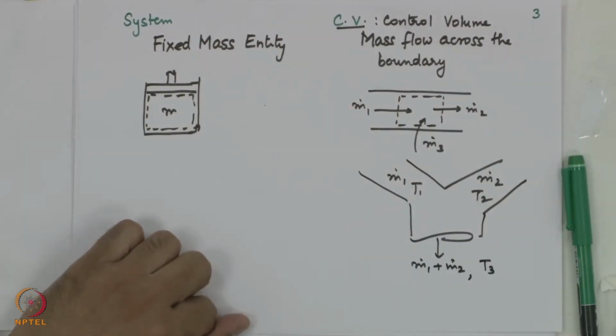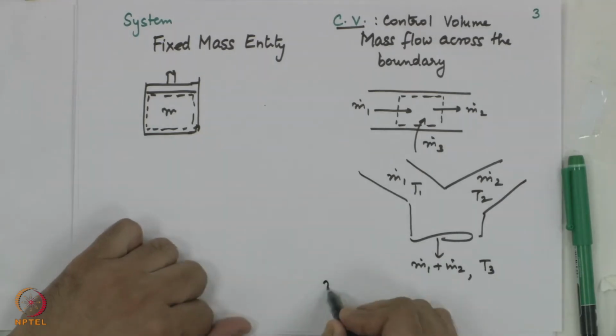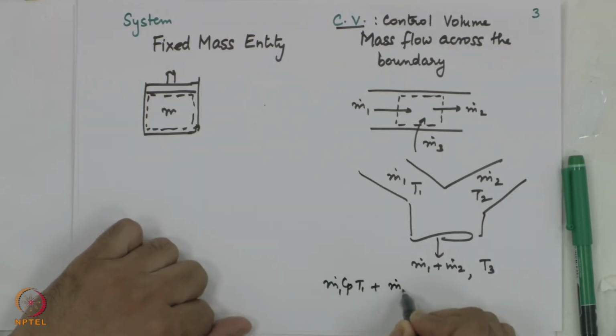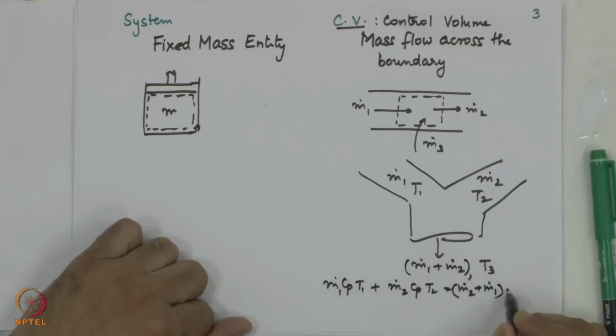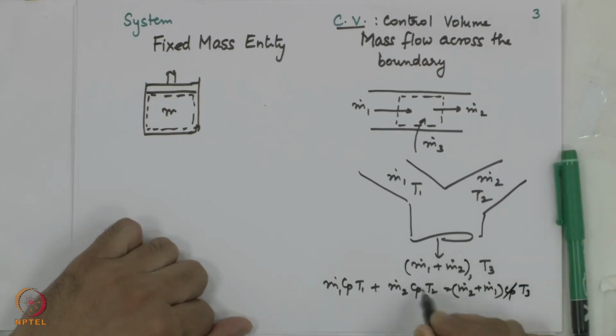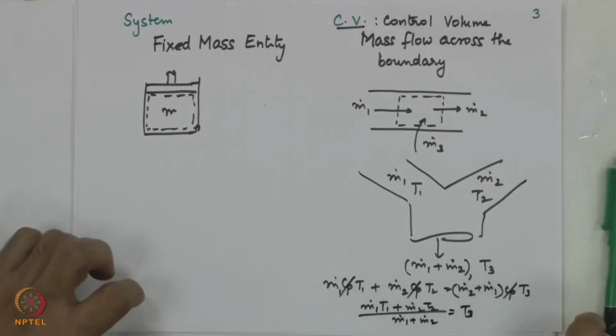How do you get this energy balance? m dot 1 Cp T1 plus m dot 2 Cp T2 equals m dot 1 plus m dot 2, which is m dot 3 because mass is conserved, times Cp T3. Cp will cancel. You get m dot 1 T1 plus m dot 2 T2 divided by m dot 1 plus m dot 2, which is nothing but your T3. This we have seen in thermodynamics.